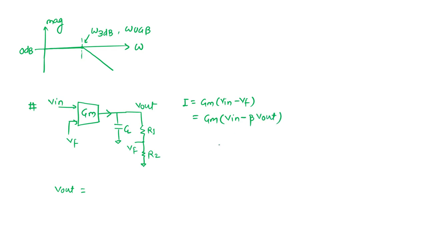So what is the V out then? V out is this I divided by CLS plus this impedance, which is nothing but 1 upon R1 plus R2. So from here we can find the output by input in the closed loop fashion. We will see the output by input, or the transfer function, from here.